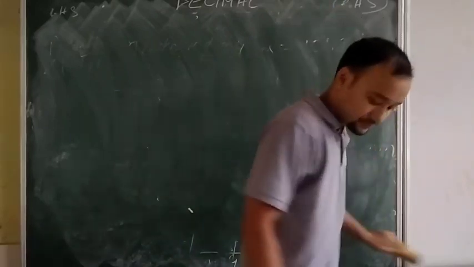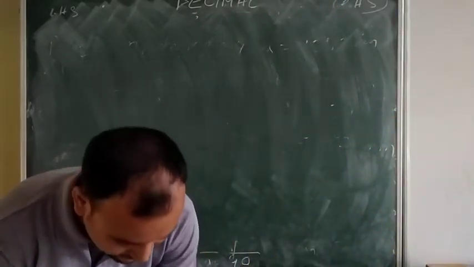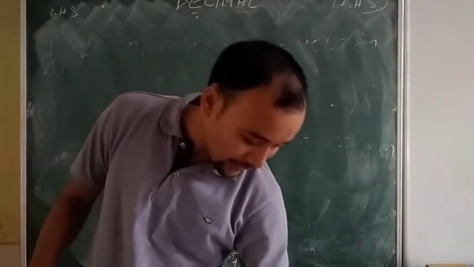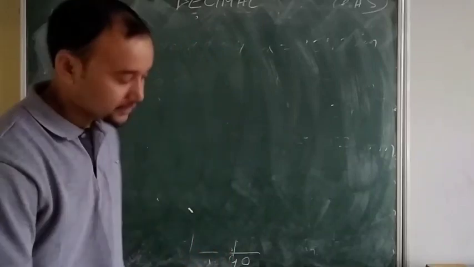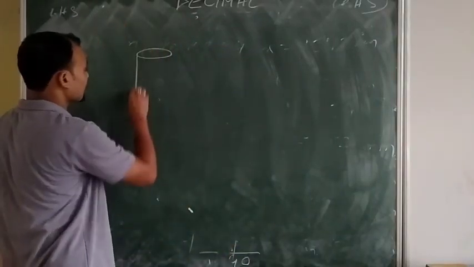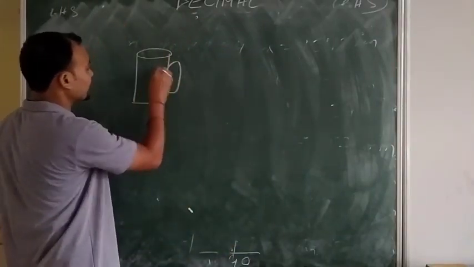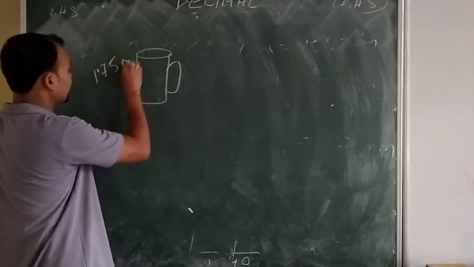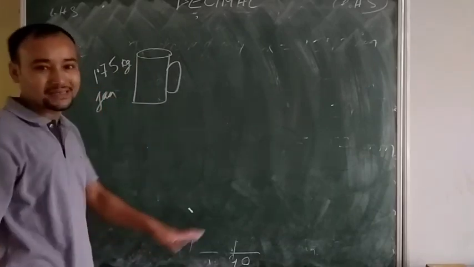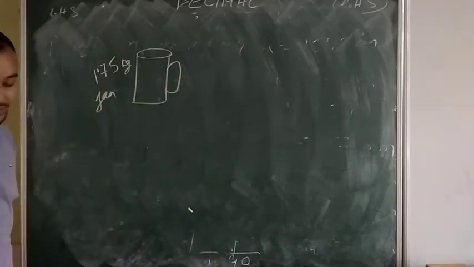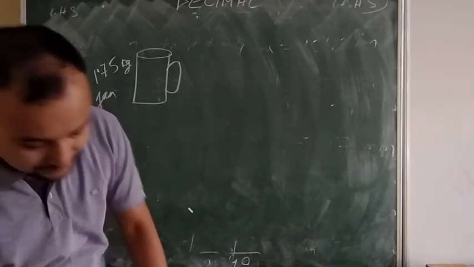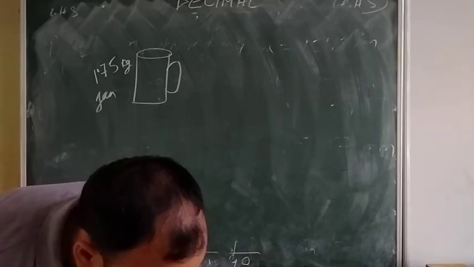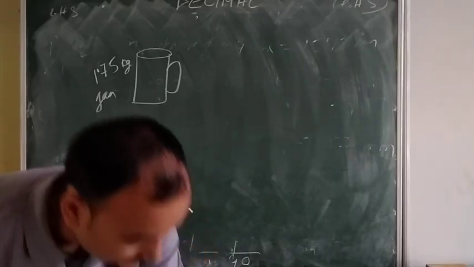What does question number 7 say? Find, page number 50, how many jars each holding 1.75 kg of jam? Okay, there are a few jars. This jar can hold 1.75 kg of jam. I got that a particular jar is capable of holding 1.75 kg of jam. The question is saying how many such jars will be needed to fill 100 kg of jam.